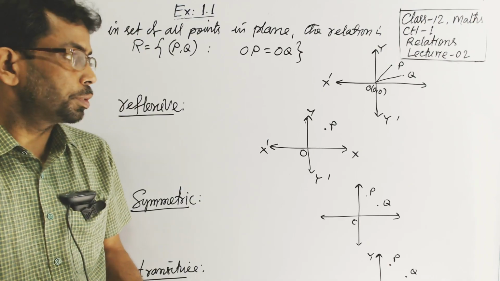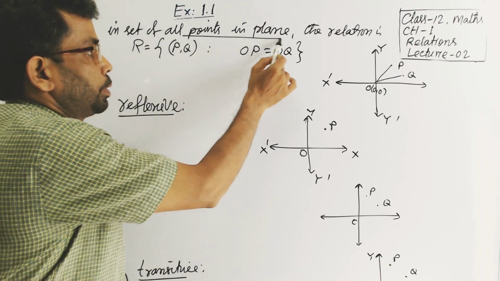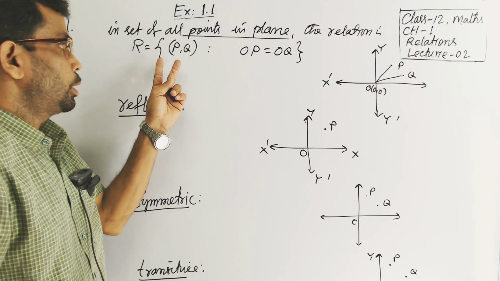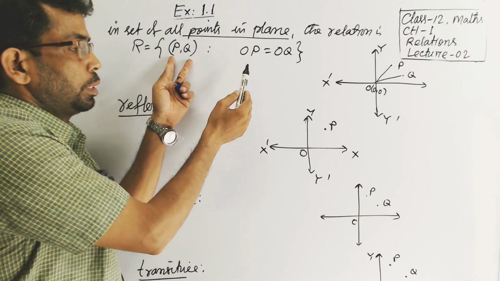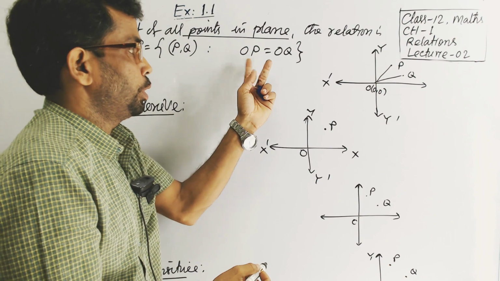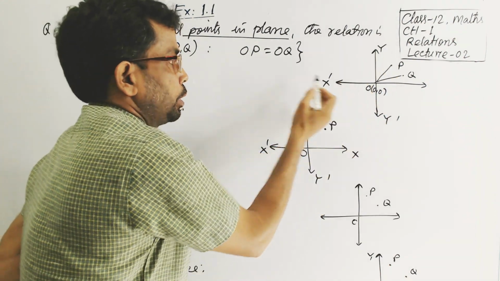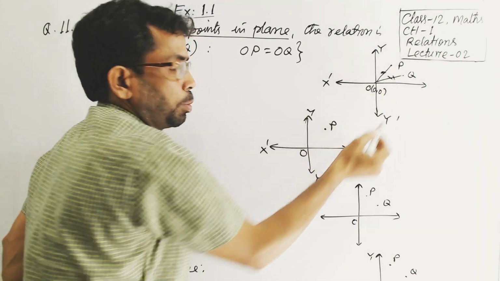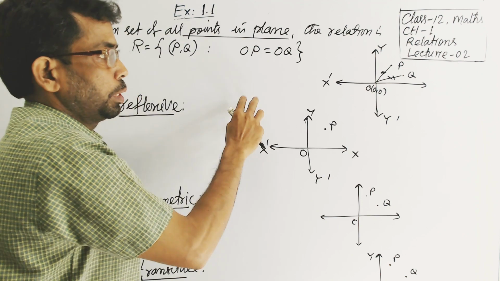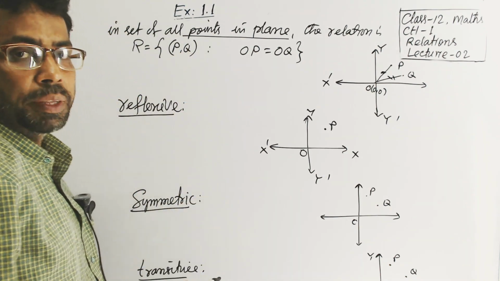The next question is, in the set of all points in the plane, the relation is made by all the pairs of points. Two points are related if their distance from the origin is equal. I am explaining with an example with a diagram. If we take any two points P and Q, they are related if their distance from the origin is equal. That means OP equals OQ, and we have to show that this relation is an equivalence relation.